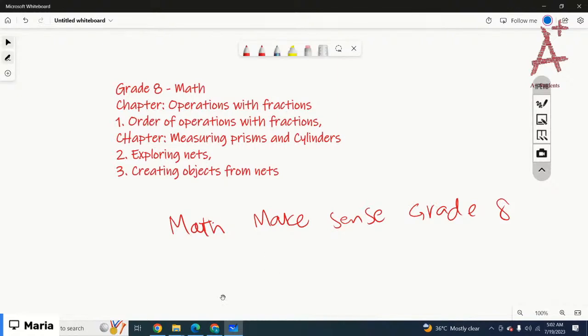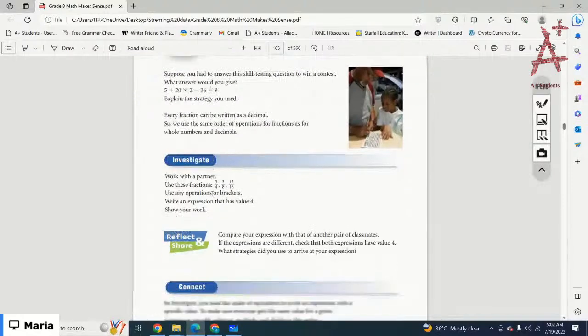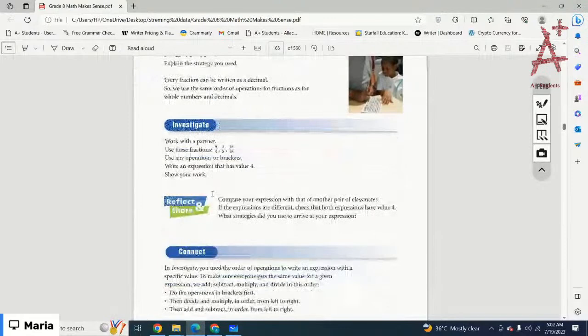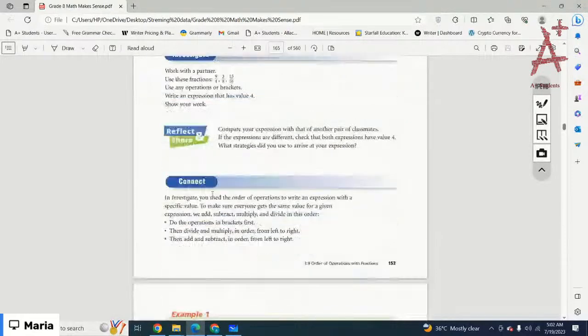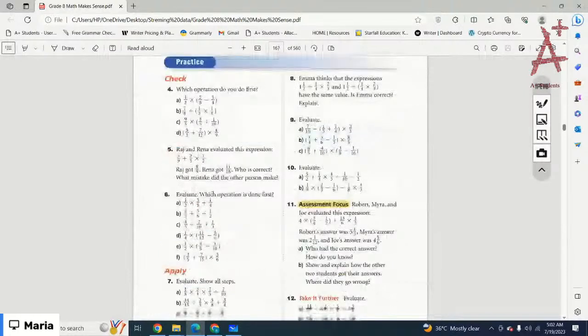Okay, here I'm, order of operations with fractions. So let's just start with the lesson. Okay, let's just start with question 4. Which operation do you do first? So we are given the questions, we are going to see which operations we are going to perform first. So let's just start with question number 4a. 1 by 3 times, let me just write it down on the board.